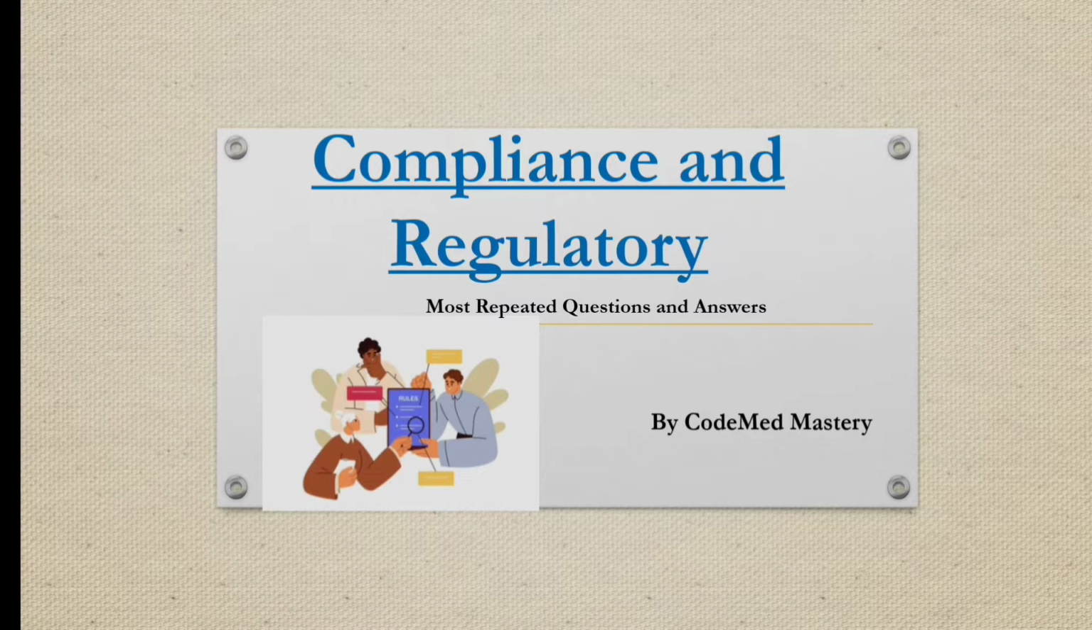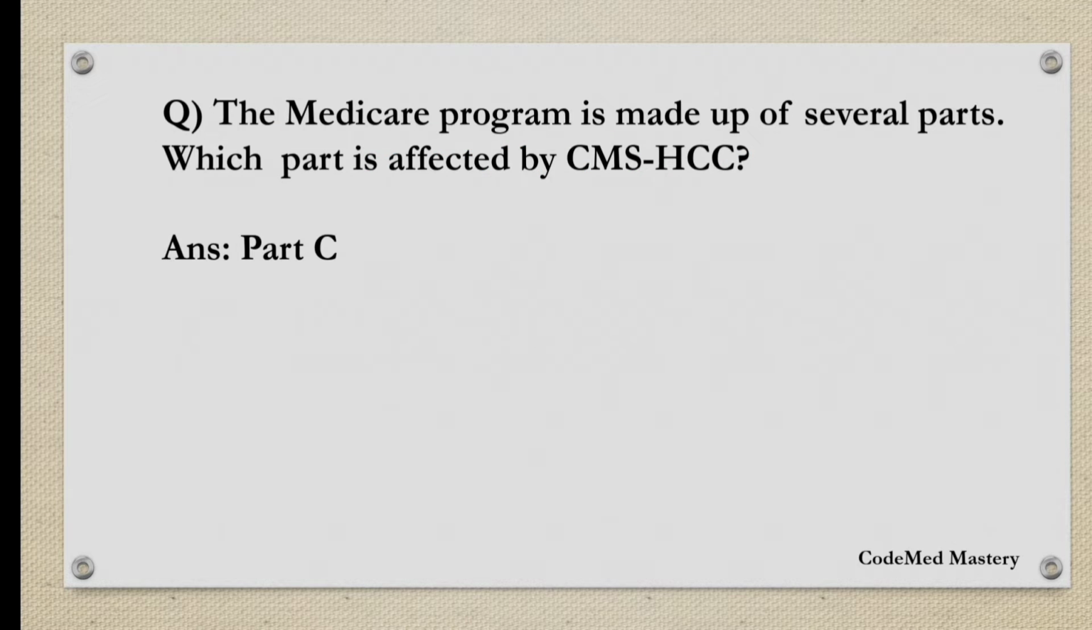So let's start. First question. The Medicare program is made up of several parts. Which part is affected by CMS HCC? The answer is Part C. The full form of CMS HCC is Centers for Medicare and Medicaid Services Hierarchical Condition Category. We already discussed this while studying the notes.